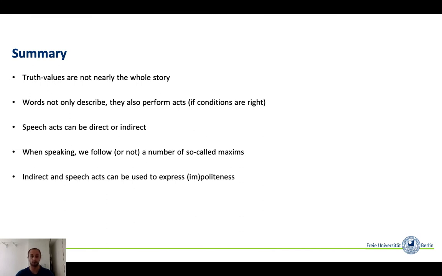Right, so summing up, what we've learned in this video is that truth values are not nearly the whole story. We've also learned that words not only describe the state of affairs, but they can also perform acts, speech acts, if the conditions are right. Keyword, felicity. We've also learned that speech acts can be either direct or indirect. And when we speak, we've also learned that there is a number of so-called maxims that we either follow or not. And what we've also learned is that the distinction between indirect and direct speech acts can be used to express either politeness or impoliteness.